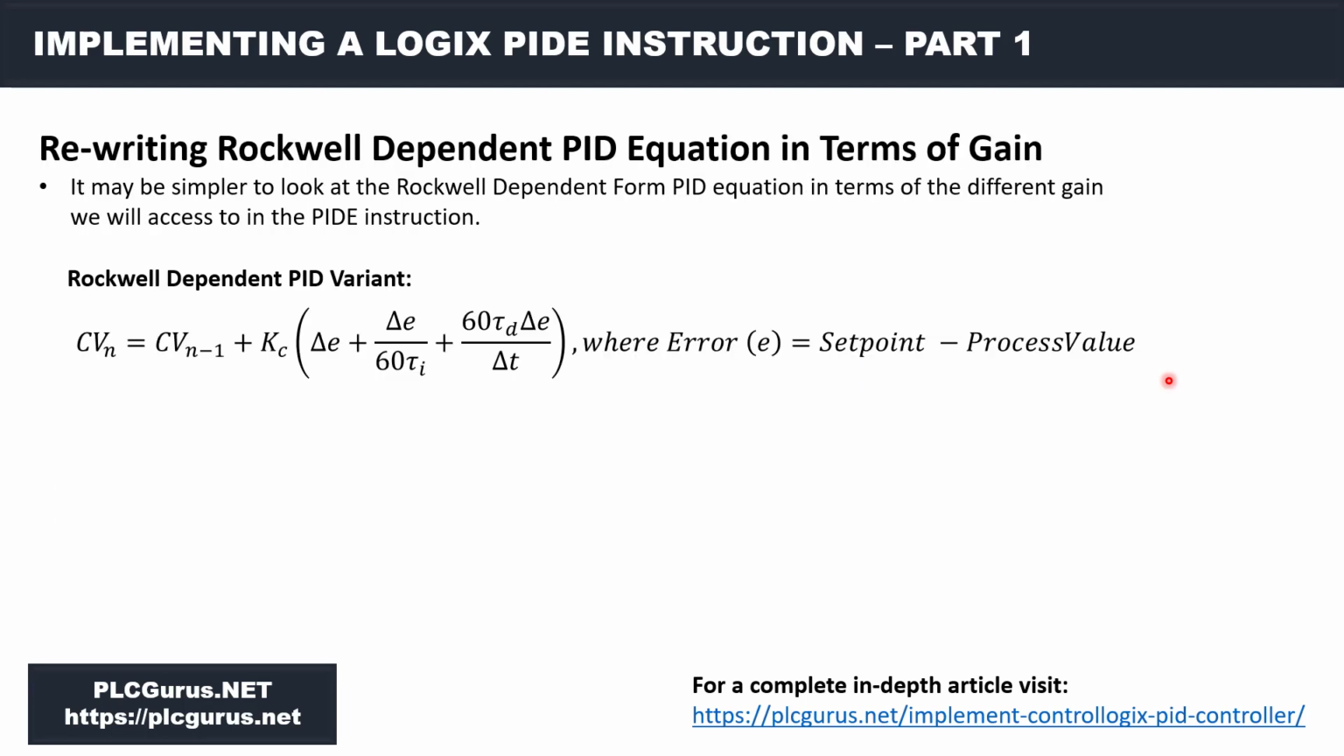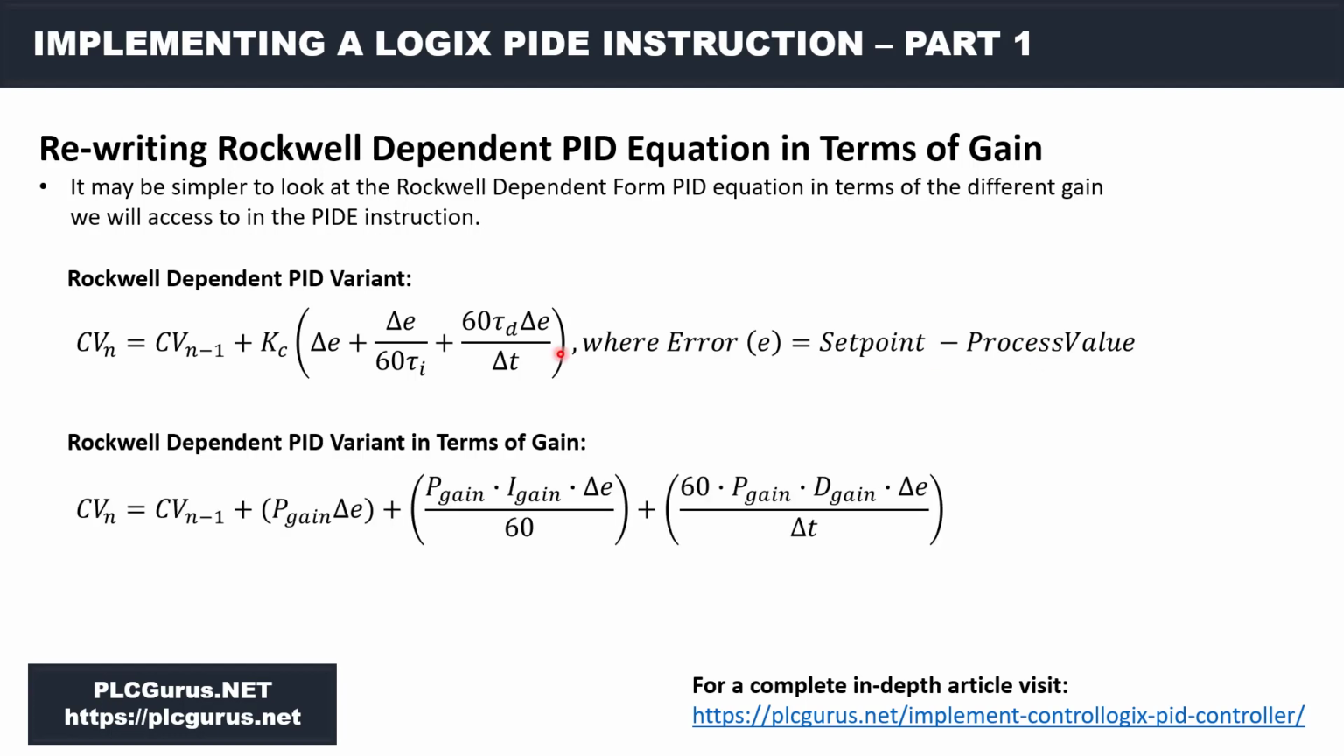Okay, so we can actually even simplify this maybe a little bit more, and here is our dependent form equation here. And I should point out here that the error equals the set point minus the process value. That's how the error here that you see in the equation is determined. It's just your SP minus your PV. And I want to do something that might help simplify things a little bit for you.